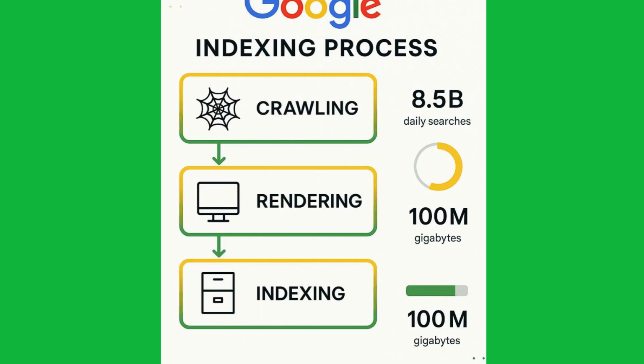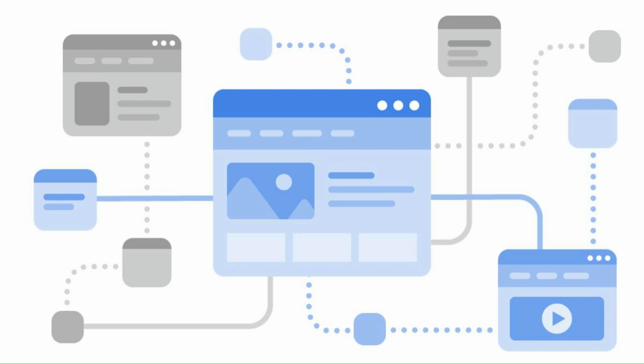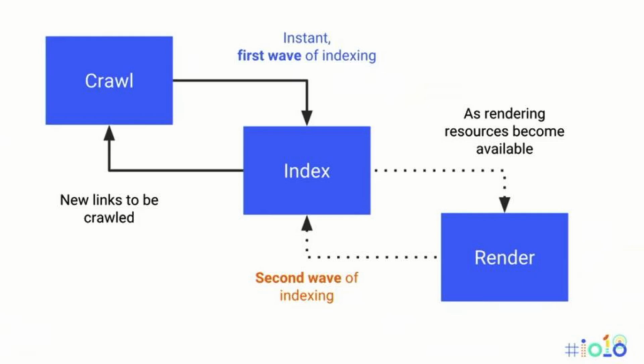Fourth is voice search optimization. Voice assistants depend heavily on structured data to answer user questions quickly. So schema also helps future-proof your SEO.